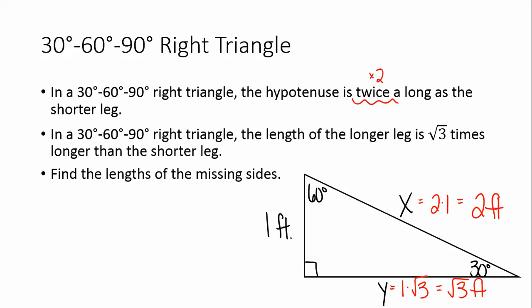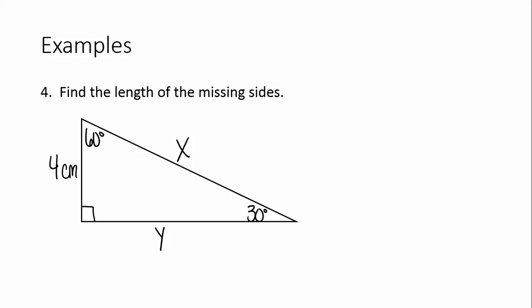So let's look at some examples. I want you to find the lengths of the 2 missing sides. Here we're given the short leg. We're trying to find the hypotenuse and the long leg. And we can do this without using the Pythagorean theorem. That's what's so special about these 2 right triangles, is that you can find the side lengths without using the Pythagorean theorem. So the hypotenuse is twice as long as the short leg. So if the short leg is 4, then we multiply 4 times 2, and we get 8 centimeters.